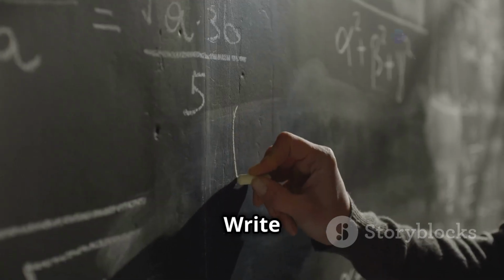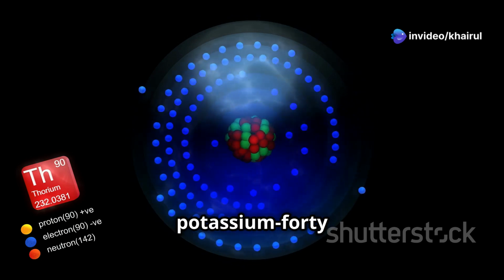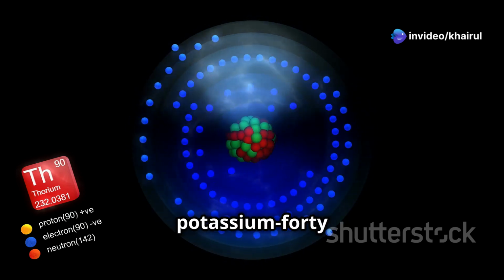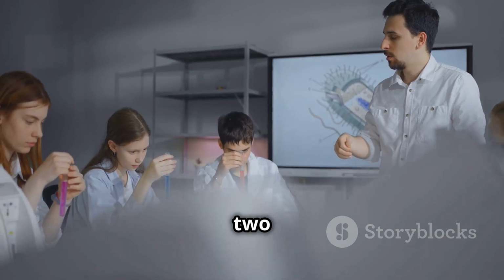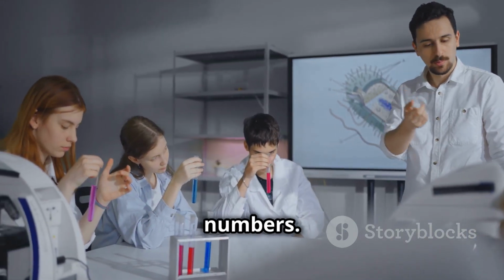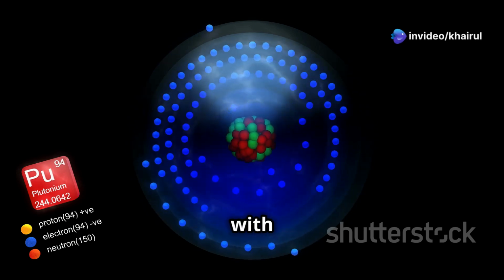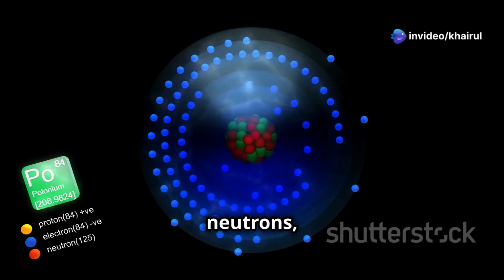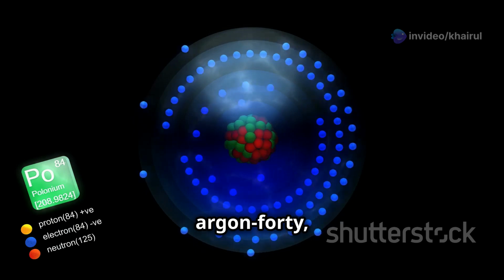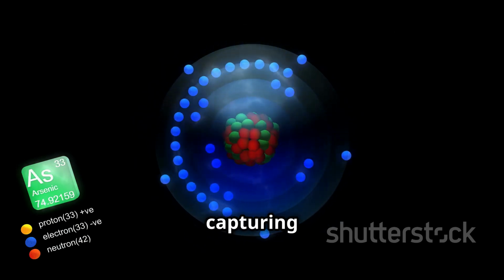Step 1. Write the decay equation. For example, the electron capture of potassium-40 can be represented as potassium-40 plus an electron yields argon-40 plus a neutrino. Step 2. Determine the atomic and mass numbers. The atomic and mass numbers are balanced in this equation, with potassium-40 having 19 protons and 21 neutrons, transforming into argon-40, which has 18 protons and 22 neutrons by capturing an electron.